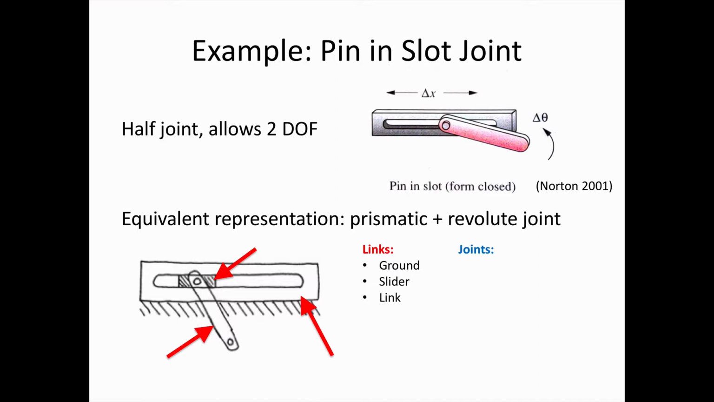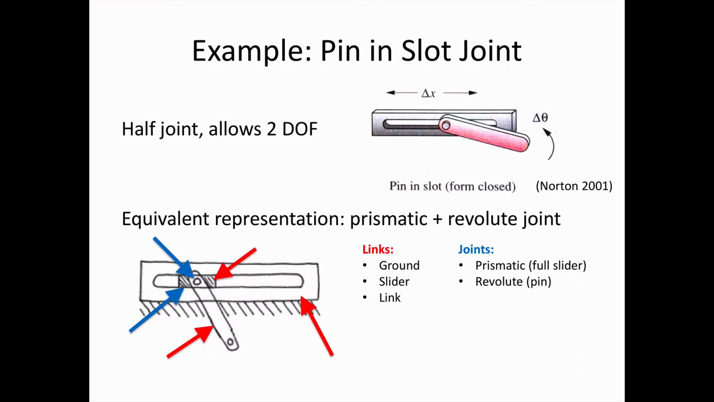That's the third link. We can identify the joints as well. We have the prismatic joint that constrains the relative motion between the slot, the grounded link, and the slider. The second joint is the revolute that connects the slider and the link and constrains its motion.